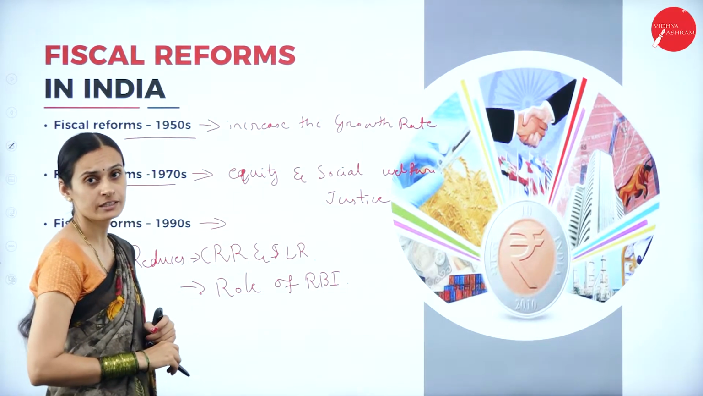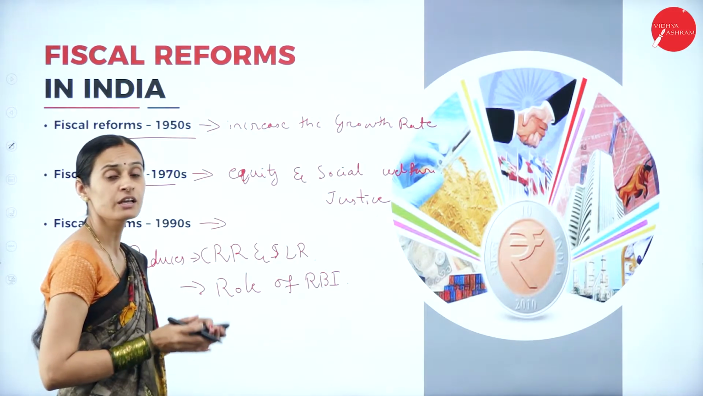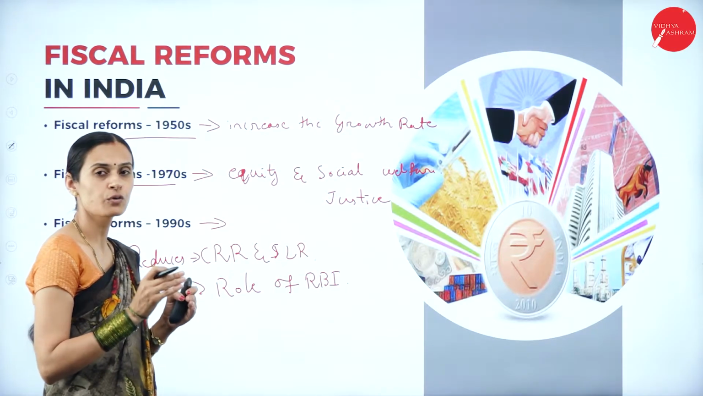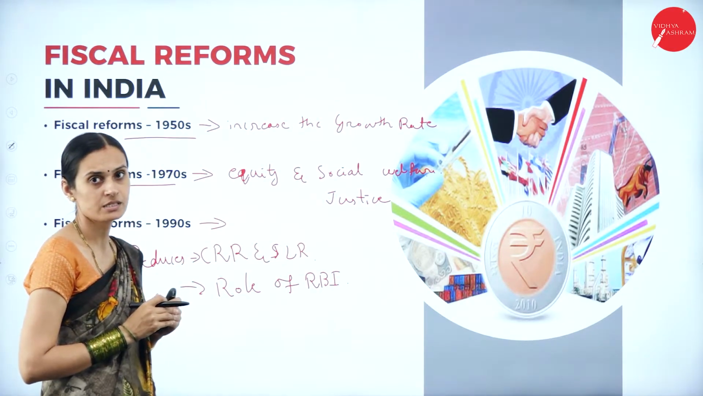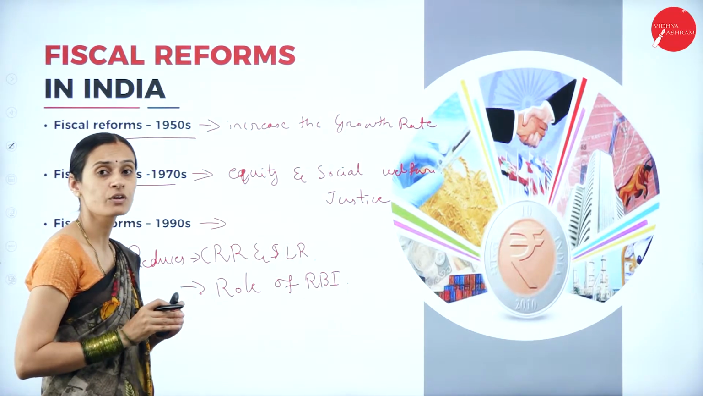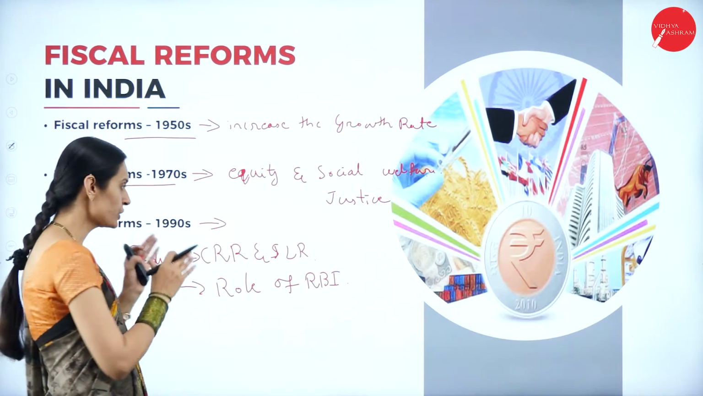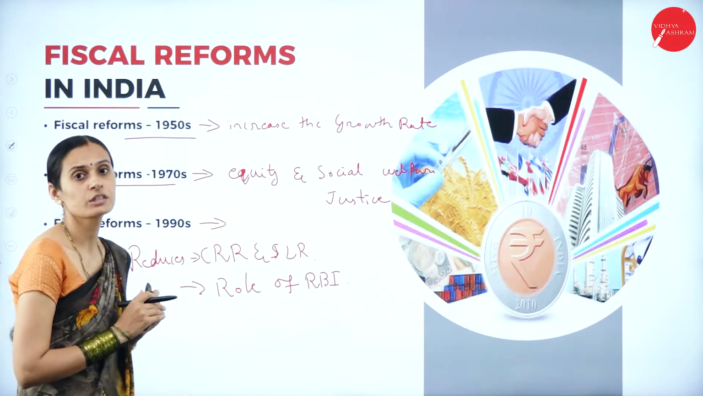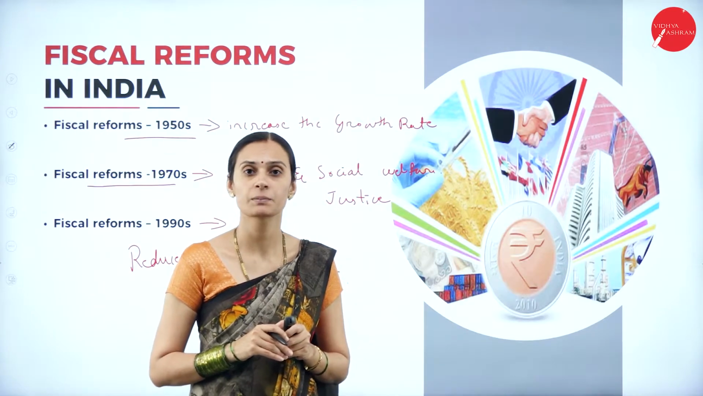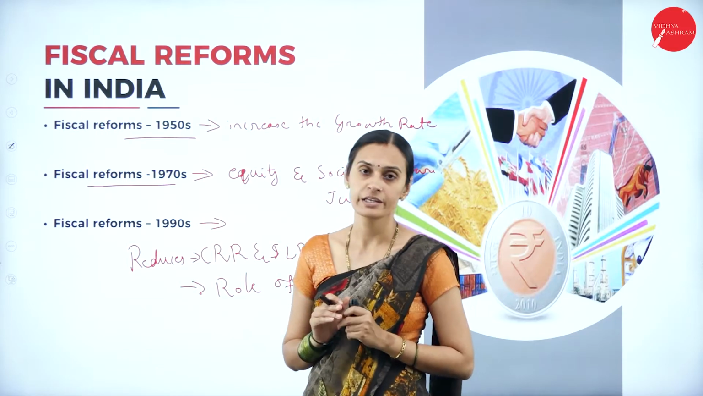It also tried to promote private sector participation in financial sectors and removed barriers to entry of private sectors in many areas. It also introduced a liberal licensing policy for foreign banks. So these are the different reforms introduced in 1990 with the new economic policy, or we can consider the stabilization and structural adjustment programs. Okay, so this is all about fiscal reforms in India.